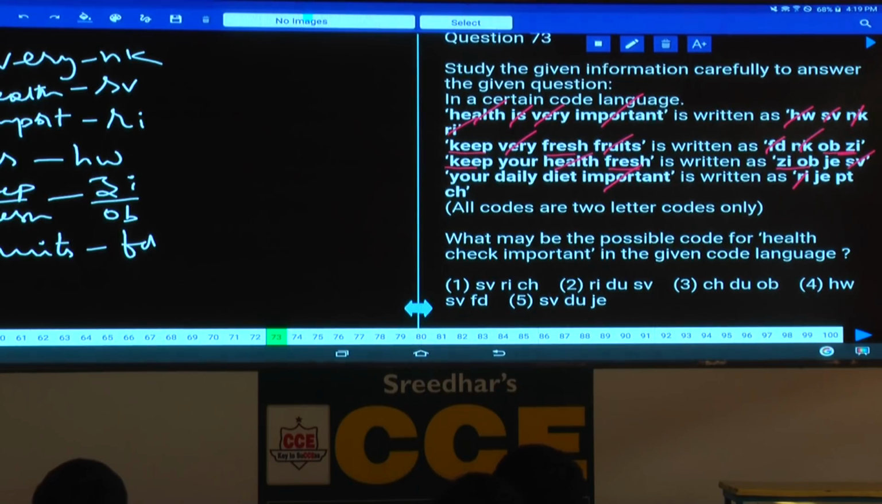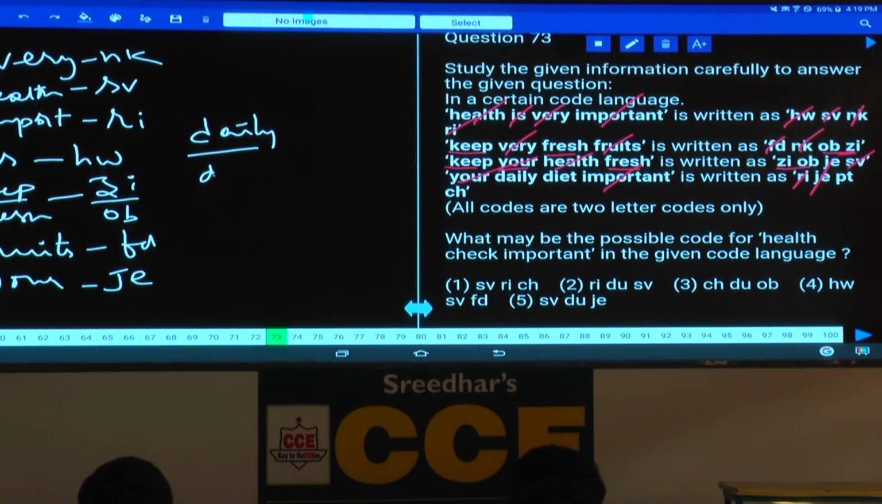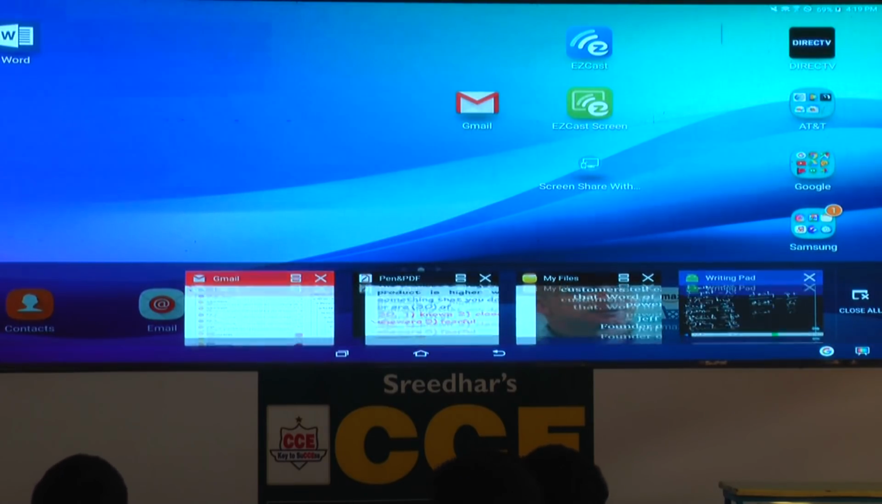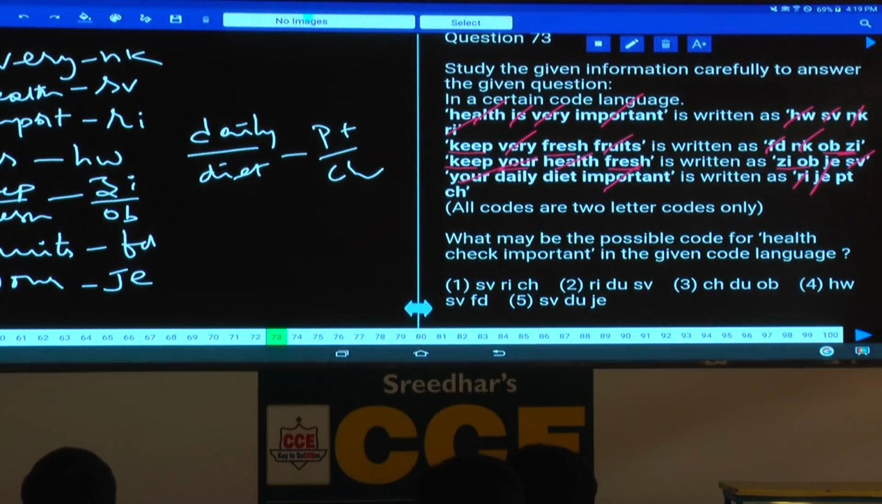Now coming to this one. In this one, "your" is the word which is common between these two. As "your" is common, the common code is JE. JE is the code for "your". Then "daily" and "diet" are the words which are left over finally. In this "daily" and "diet", the codes common are PT and CH. So the codes for these two words are PT and CH.